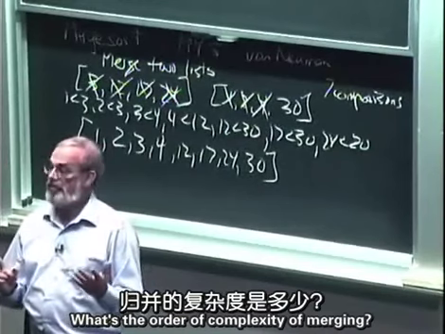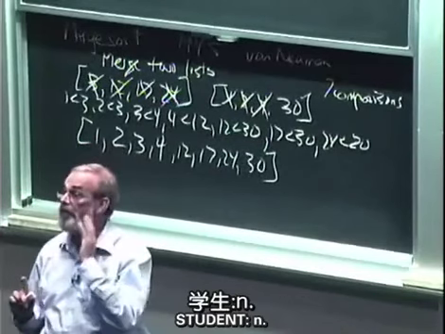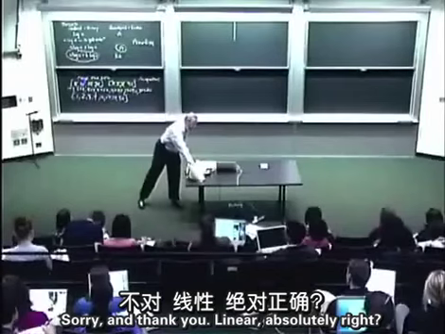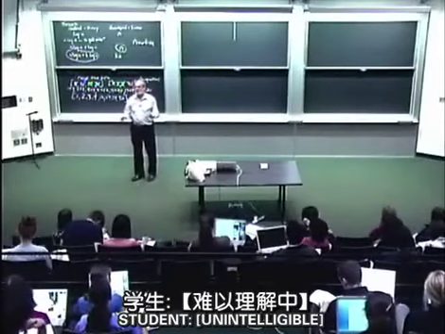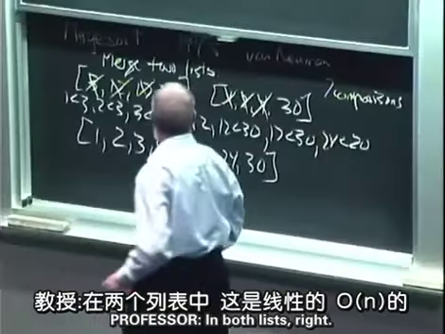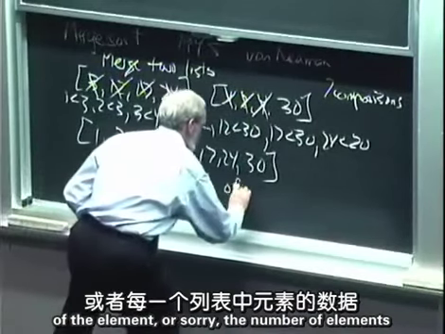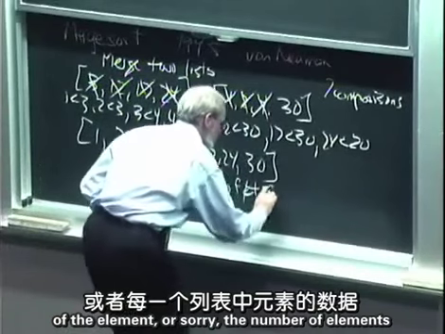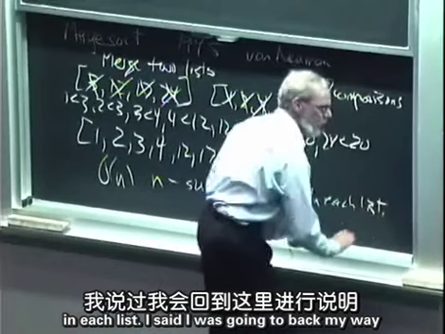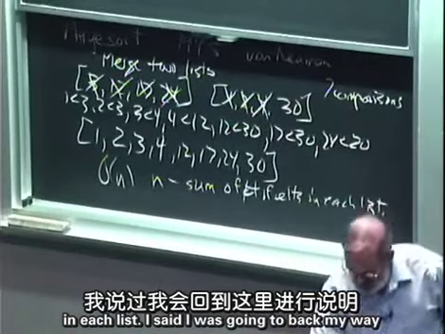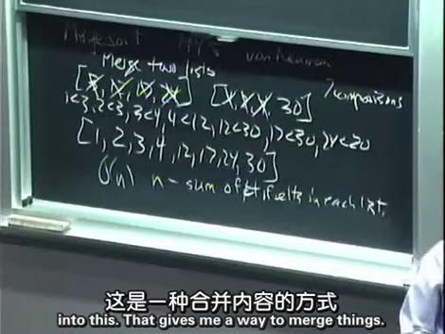Okay, what's the order of complexity of merging? Sorry? N, thank you. Linear, absolutely, right? And what's N, by the way, here? What's it measuring? In both lists, right. So this is linear, order N, and N is the sum of the number of elements in each list. Okay, so I thought I was going to back my way into this. That gives me a way to merge things.